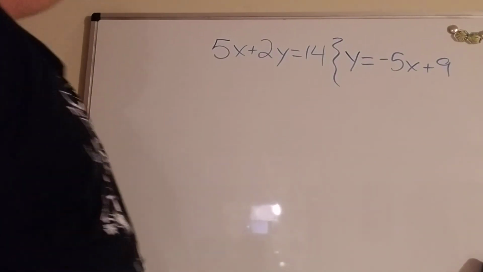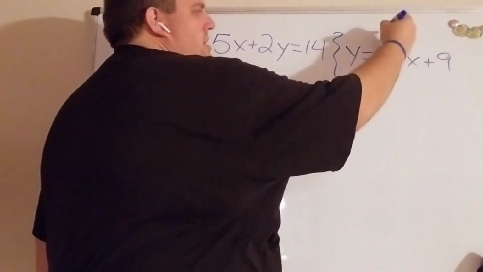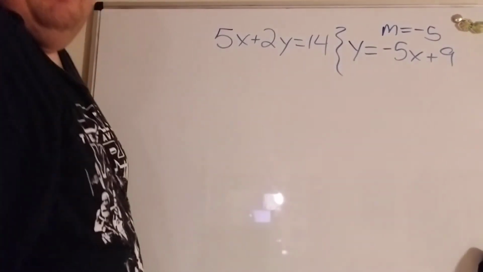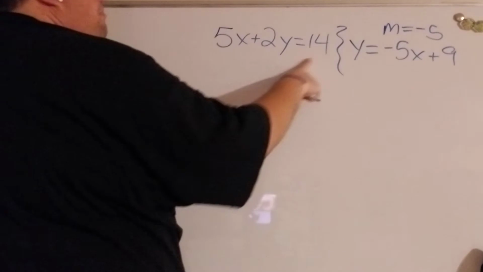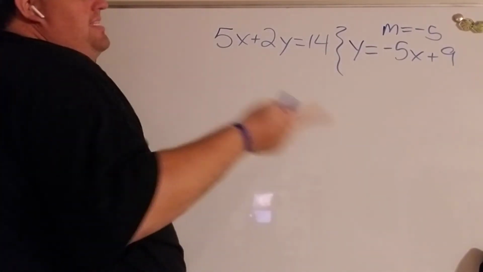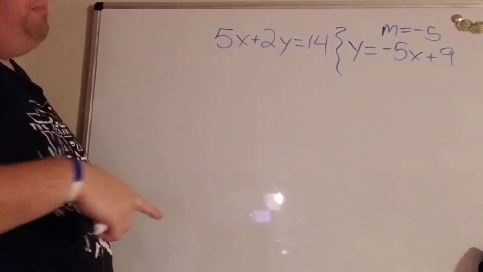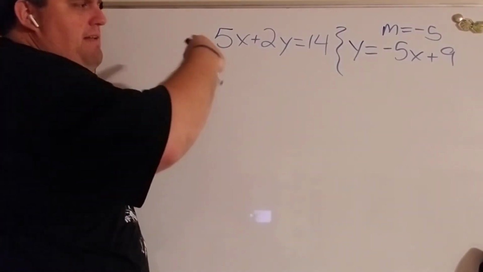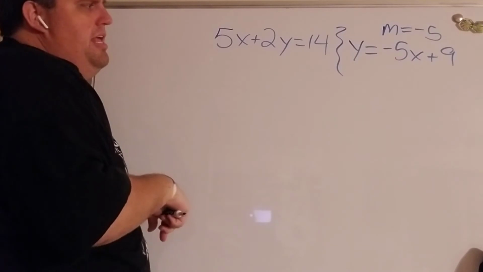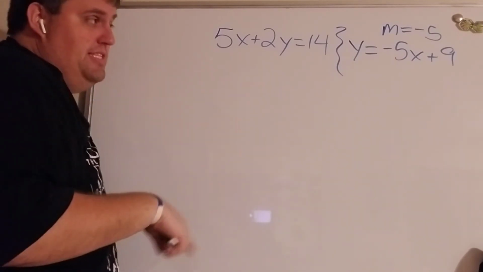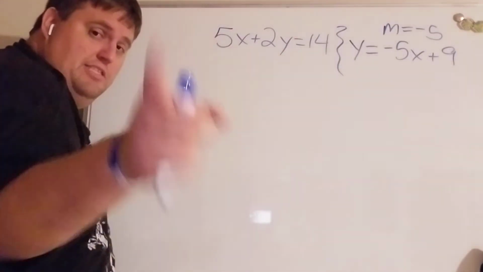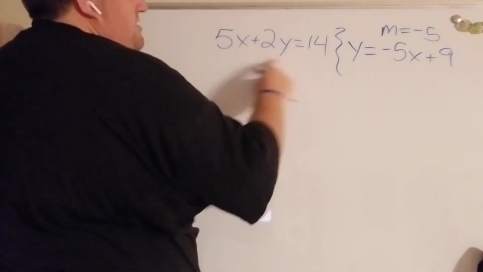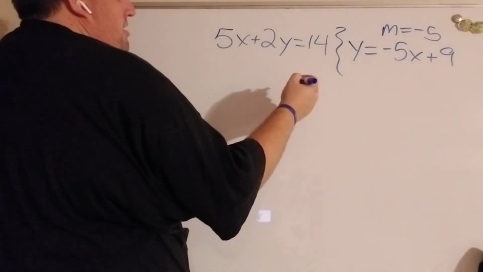So this one, I know the slope, because it's in slope-intercept form, is -5. So I need to check the slope on this one to see what kind of lines these are. If they have the same slope, they're definitely parallel. If their slope is the opposite sign and flipped as a reciprocal, then I know they're perpendicular. And if it's neither of those things, then it's neither of those options. That's pretty easy. So let's put this in slope-intercept form and go from there.